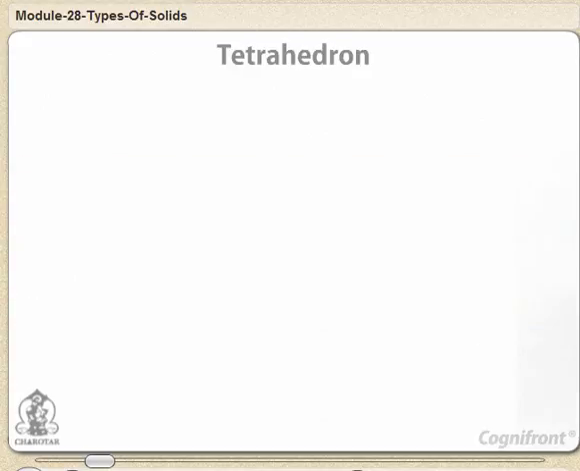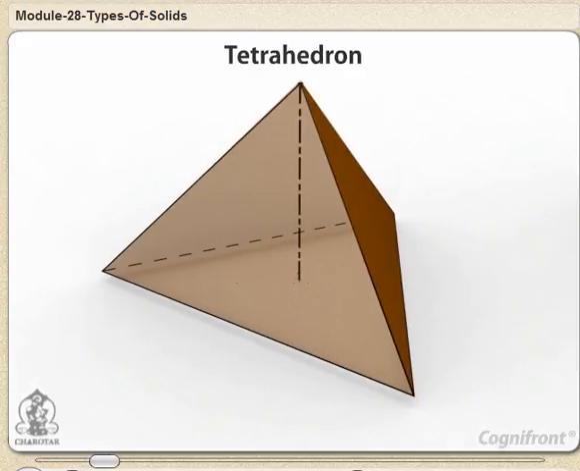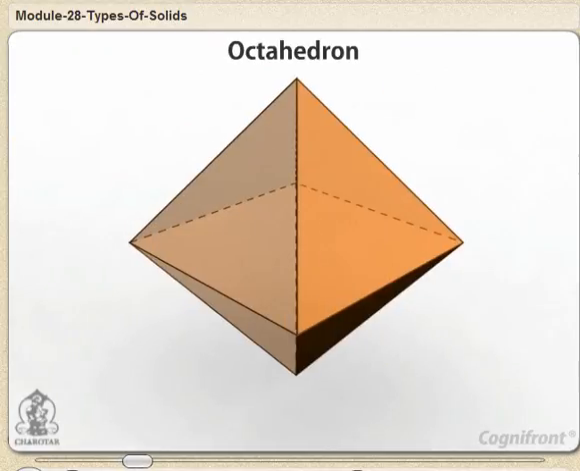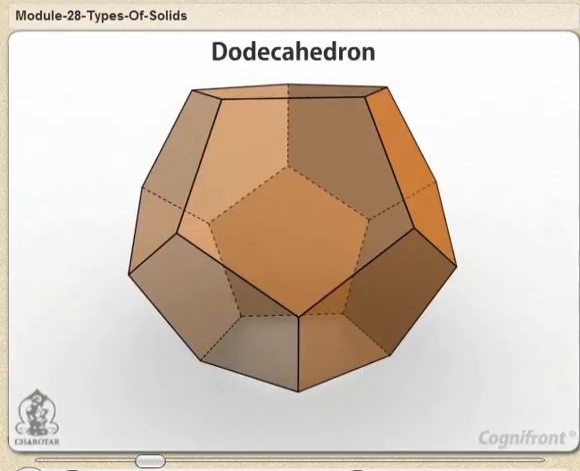There are 7 regular polyhedra which may be defined as stated below. 1. Tetrahedron. It has 4 equal faces, each an equilateral triangle. 2. Cube or hexahedron. It has 6 faces, all equal squares. 3. Octahedron. It has 8 equal equilateral triangles as faces. 4. Dodecahedron. It has 12 equal and regular pentagons as faces.